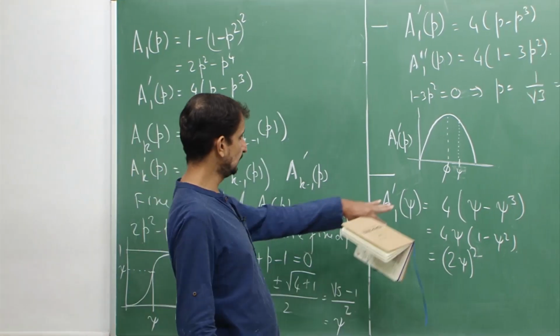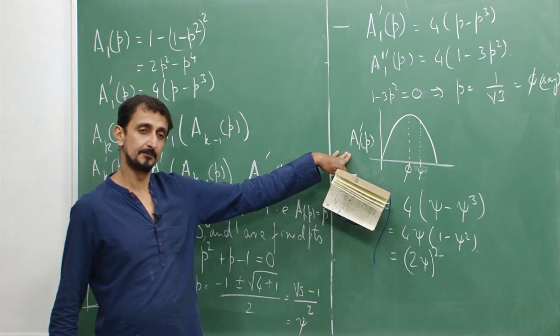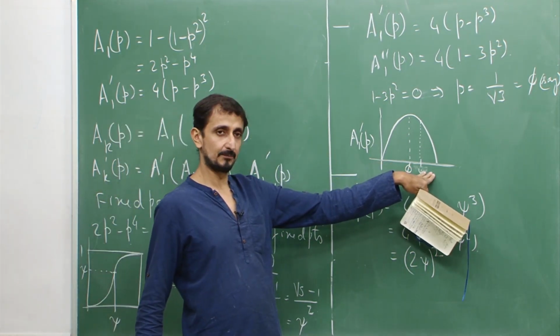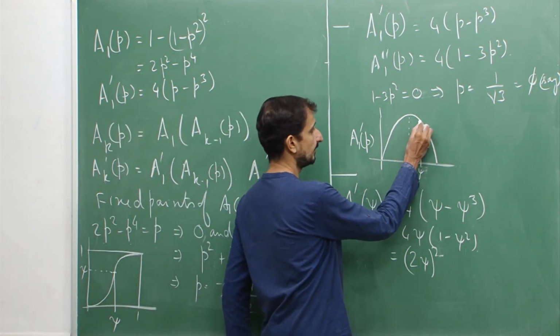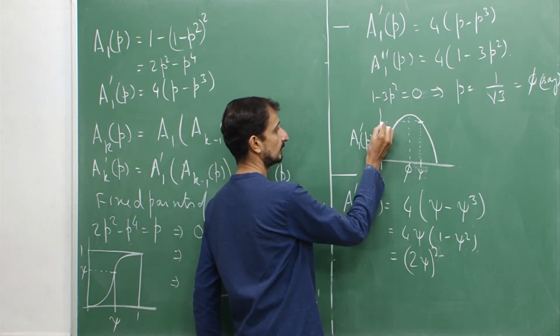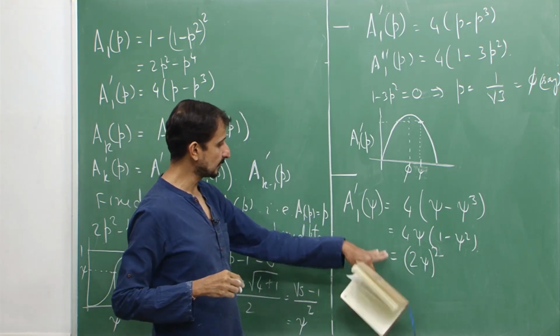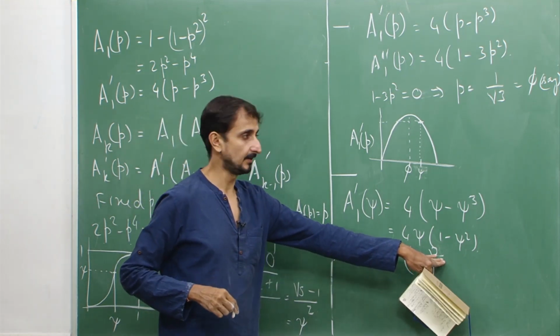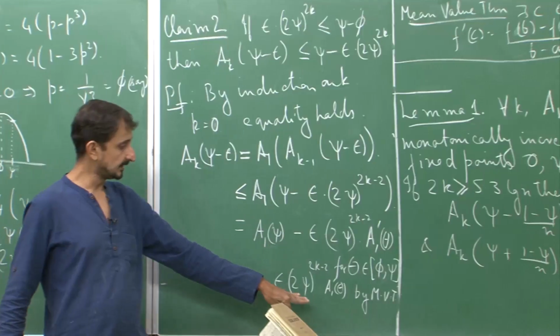So, look at the graph for a 1 prime. Okay. So, this is the graph for a 1 prime. So, this is where a 1 prime of psi lies. Okay. So, this is the value of a 1 prime of psi, and we know that a 1 prime of psi is 2 psi whole square. What will a 1 prime of theta be?